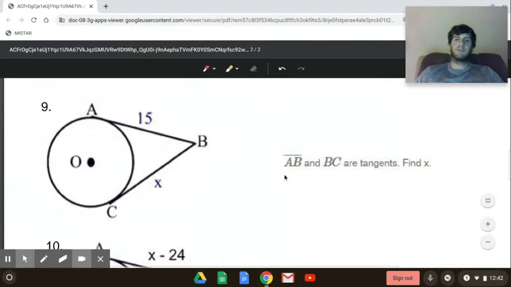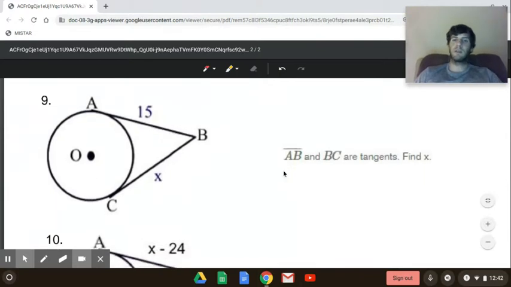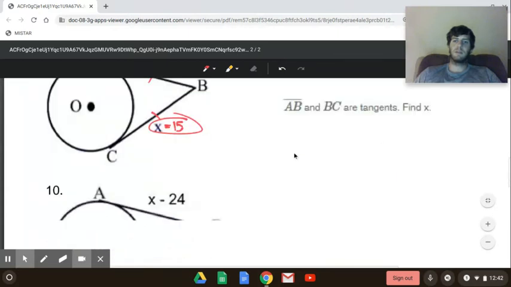Right? 9 here. So now we're going to start using our other theorem. We know that if we have two tangent lines that meet at an exterior point, they're going to be congruent. The segments of those tangent lines are going to be congruent from the point of tangency to the exterior point where they meet. So AB is going to be congruent to BC, so X is going to be equal to 15.